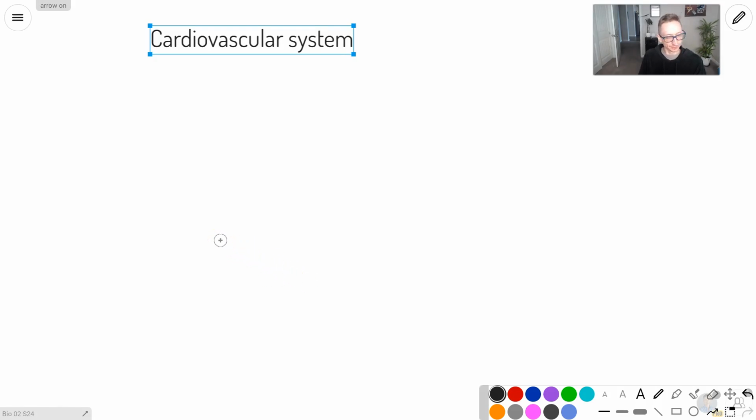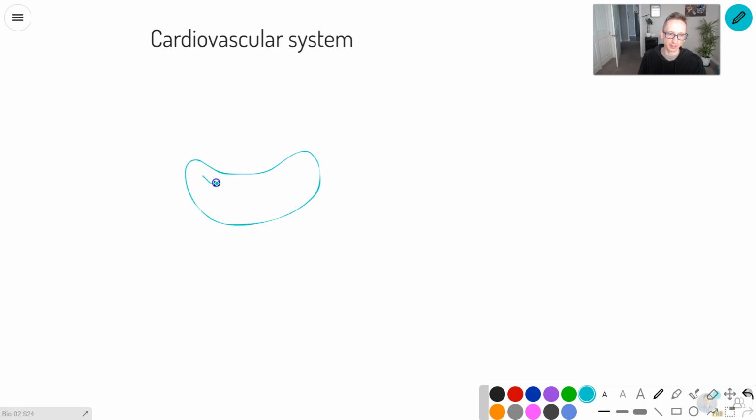Cardiovascular system. Let's draw a little bean. We got a little bean inside our cells. Remember this guy? We're gonna keep talking about this bean. It looks something like this.